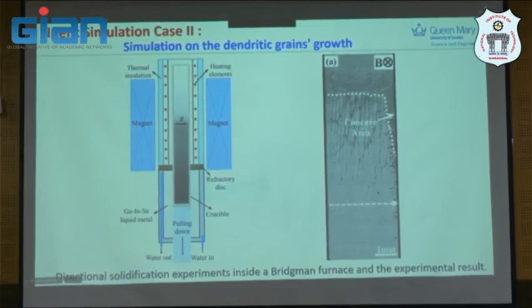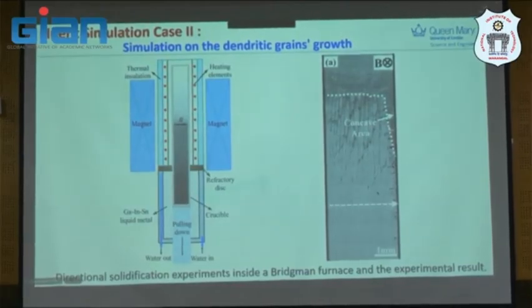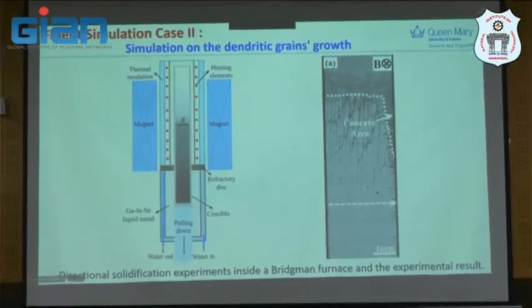Hello, everyone. I will continue my presentation now, and I will show the next simulation case. It's about a simulation on dendritic grain growth. In this case, we will consider magnetic field assisted solidification. Magnetic field assisted solidification is important for many process technologies, such as directional solidification.